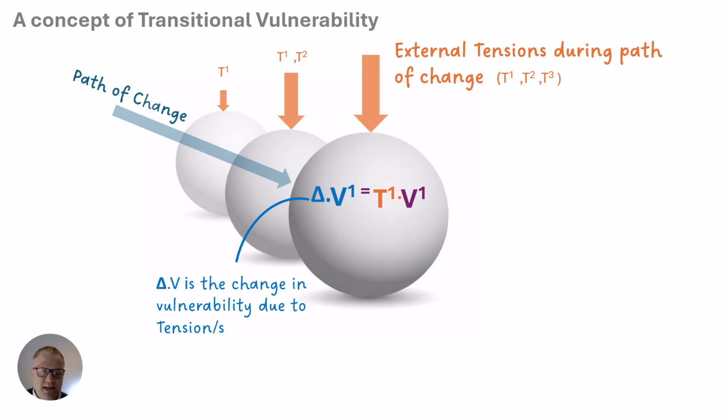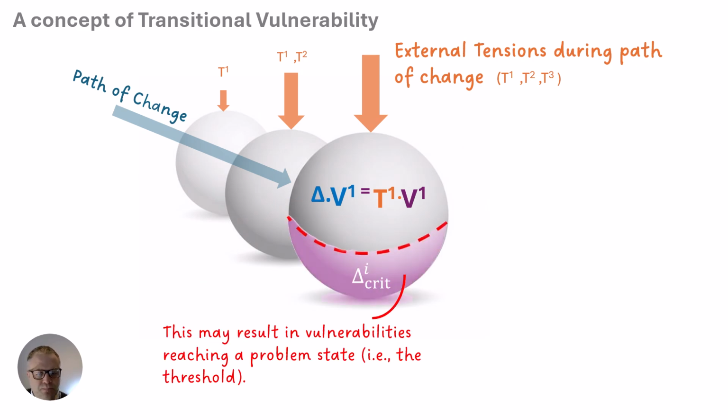So here is a symbol of change. This symbolizes the change of vulnerability due to the tension affecting the vulnerability. So we've put it in some formula format. There's a change in the vulnerability due to a tension on the vulnerability, and that is because of this period of change or this period of transition.